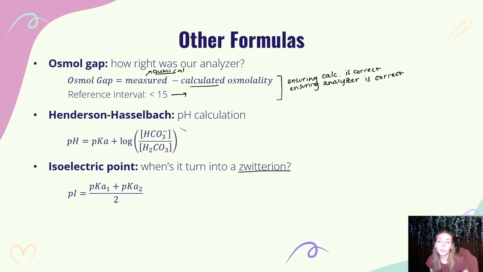We had exam questions over this, so I wouldn't be surprised if you also have them. You will get 2 pKa's. All that you're doing is finding the average between those two pKa's. That's it. That's all that formula is for.